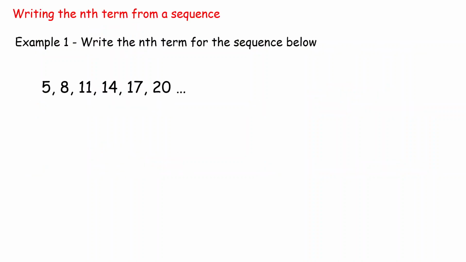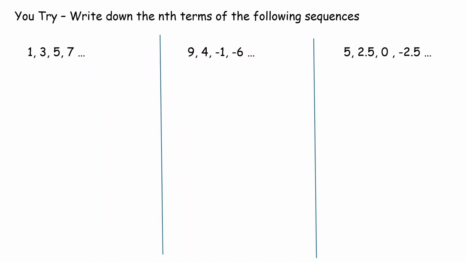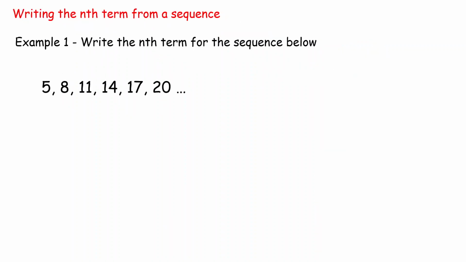So what we'll do is we'll go through 3 examples and you can try 3 yourself at the end on writing the nth term. So the question says, write down the nth term for this sequence below. The first thing you've got to do here is see what is the increase or decrease in this sequence. And we can see we're going up by +3 from term to term. So we're increasing by +3, by +3, 11 to 14, +3. So we're looking for that constant linear increase.